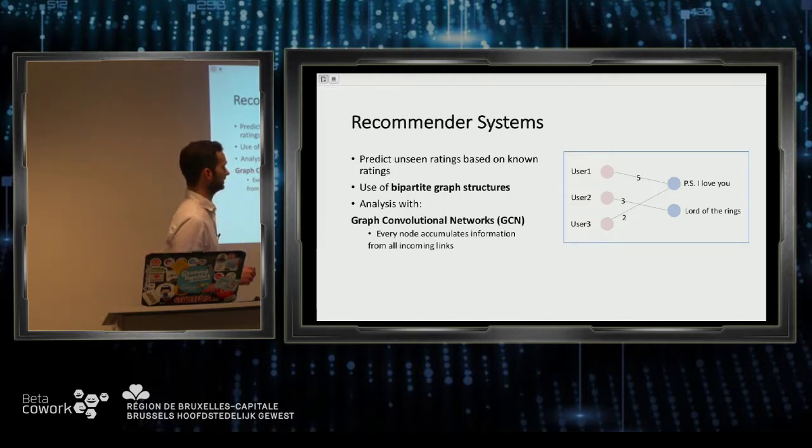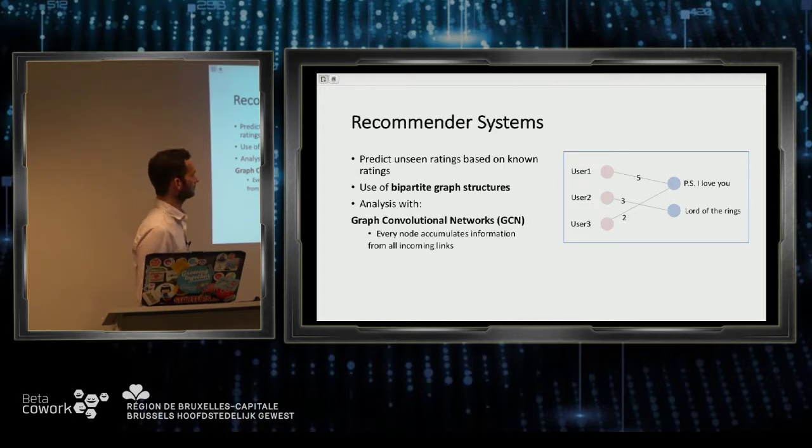A bipartite graph is a graph which consists of 2 groups of nodes, and there are only connections between nodes in this group and nodes of the other group. No nodes inside the same group are connected. All right. So this is the formulation of a bipartite graph, and this is an example.